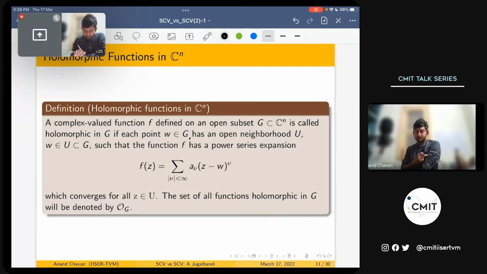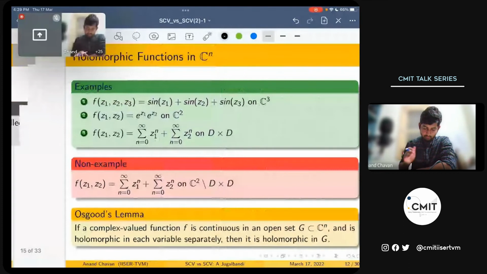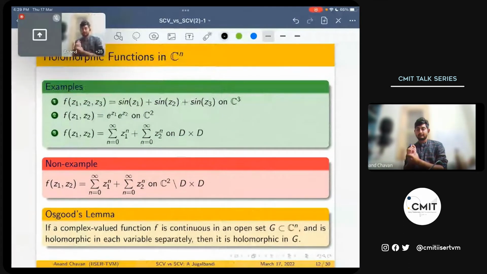So the set of all functions holomorphic in G will be denoted by O(G). It's the same definition as seen in the single variable case, but we are including more variables here. Now let's consider some examples of holomorphic functions in C^n.